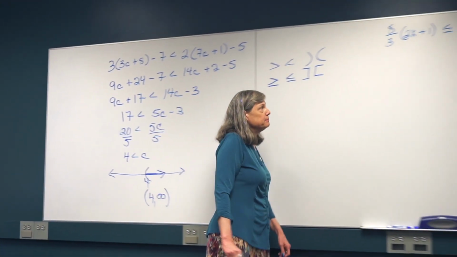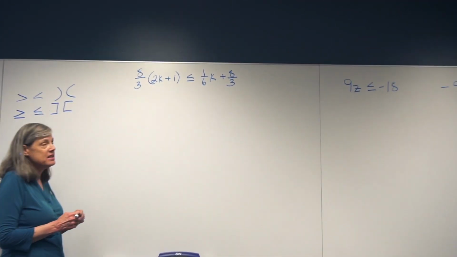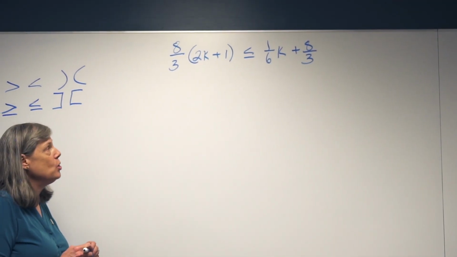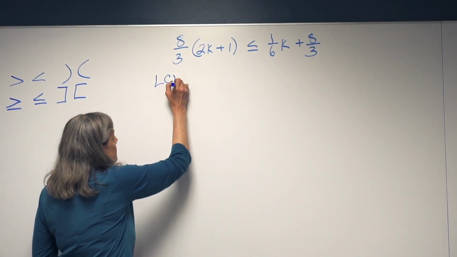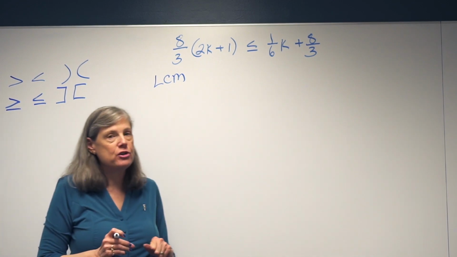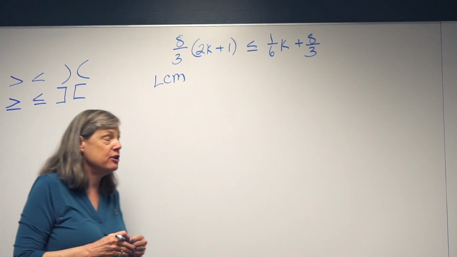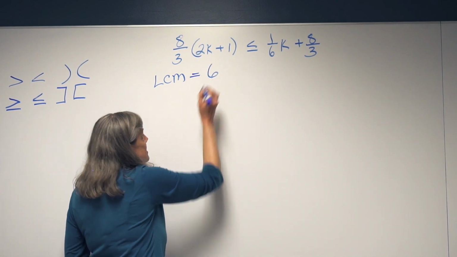Let's look at this one. Okay? Step number 1, does it have denominators? Oh, yes. Which means we need an LCM. Again, why don't you turn off the video, see if you can do this first before me, then come back and see how you do. So, our LCM is 6.